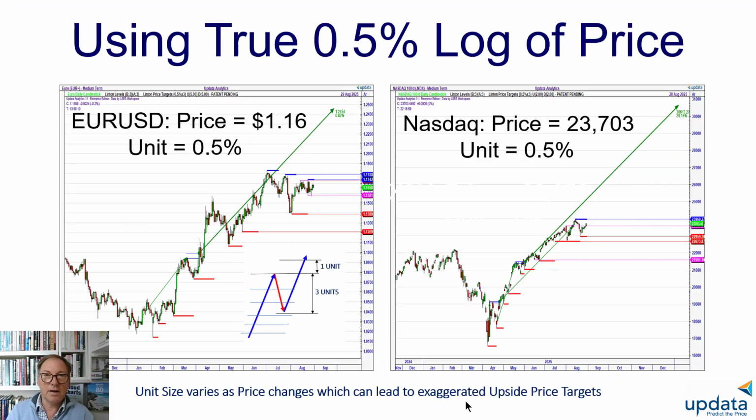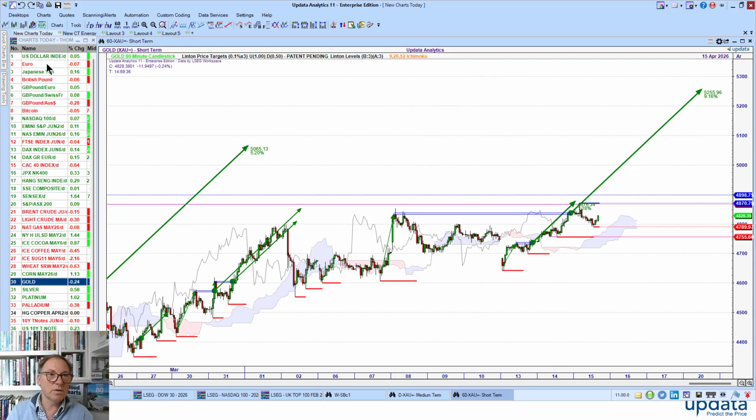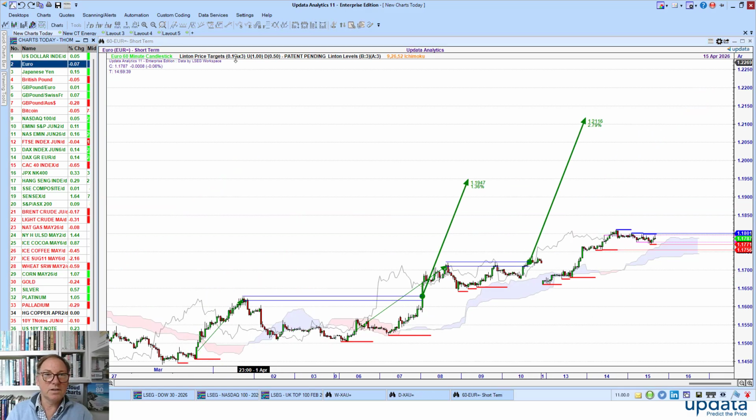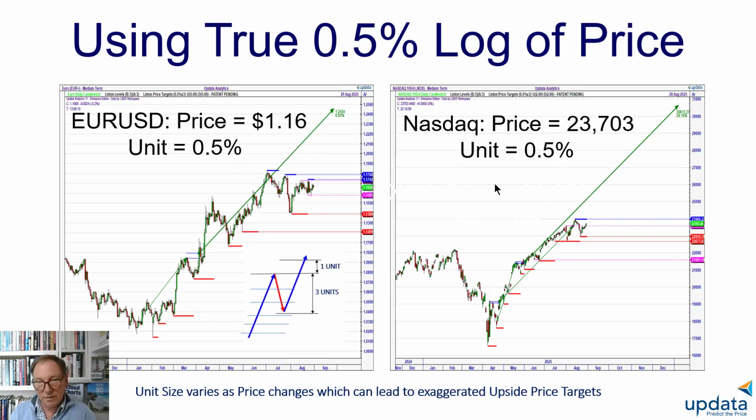Same in Updata, which, if you're using tracker charts in Updata, it will literally deal with the fact that the euro here is using 0.1% of the price, and that's going to be a tiny value. But then something like the Nasdaq, this has now gone from $1.16 to 225,000, and so it's still using 0.1% of the price. So that's where the advantage of using log scale is: it just works it out across each one.